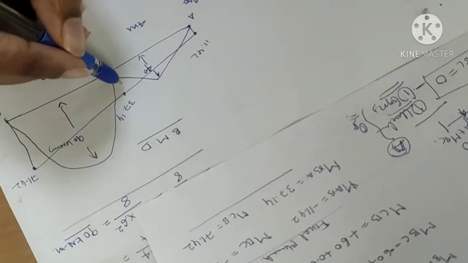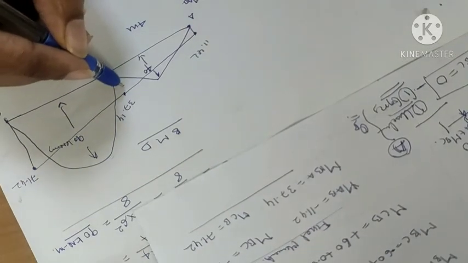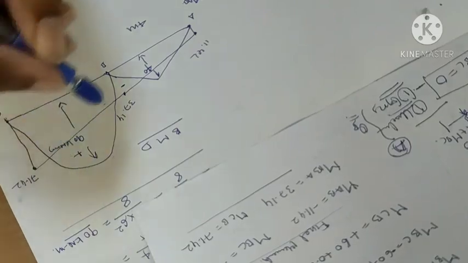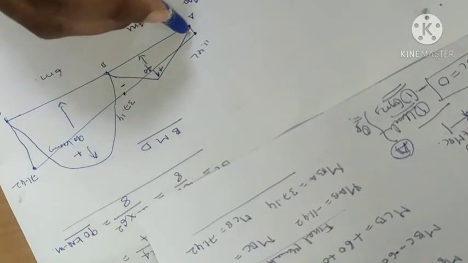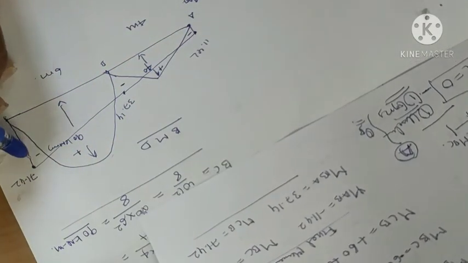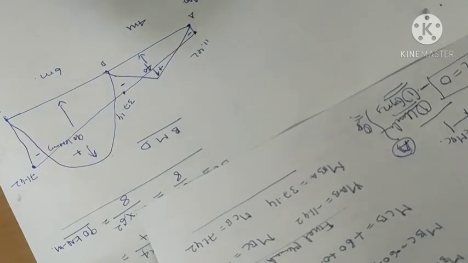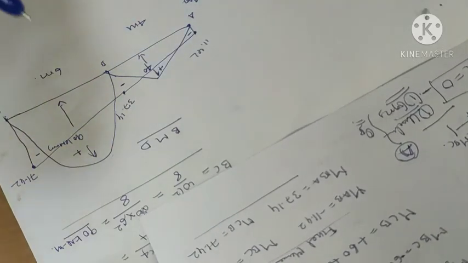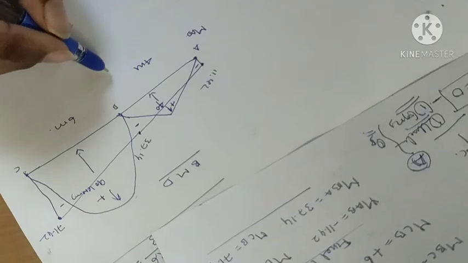These final moments are negative, and this free BMD is taken as positive. Whatever the free BMD is, it is taken as positive, and all this is a negative bending moment. It develops hogging, and this positive develops sagging. So this is the final BMD diagram.